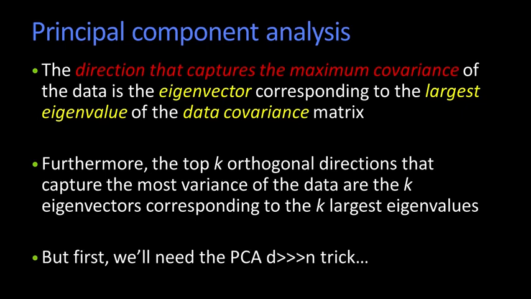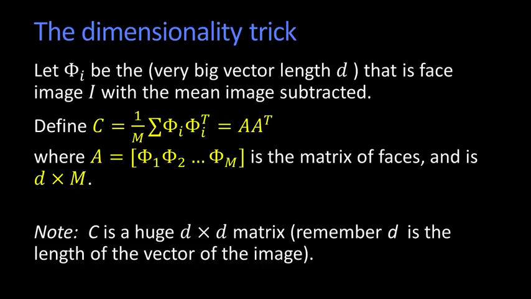But in order to do that, in order to do PCA on images, I have to teach you a trick. This is the PCA trick for D much, much bigger than M or N. All right, so let's do the trick. Here's the dimensionality trick. The notation that I'm showing you here comes directly from the paper by Turk and Pentland, which I'll mention later, that does eigenfaces, but it'll be clear.